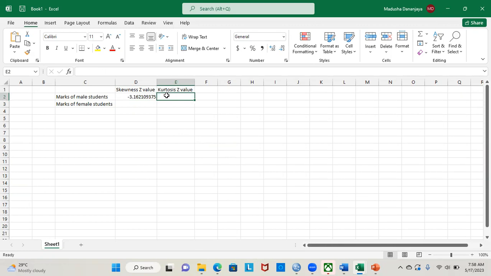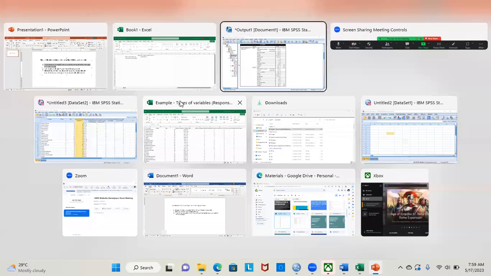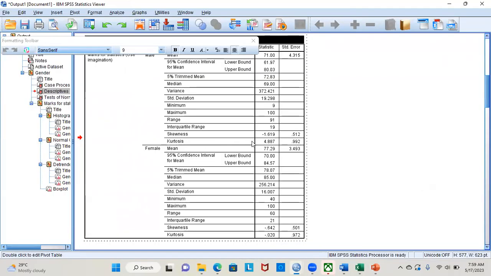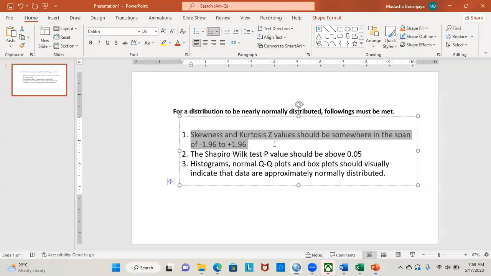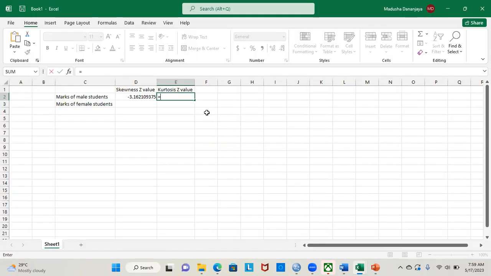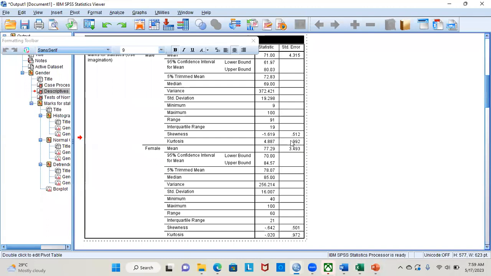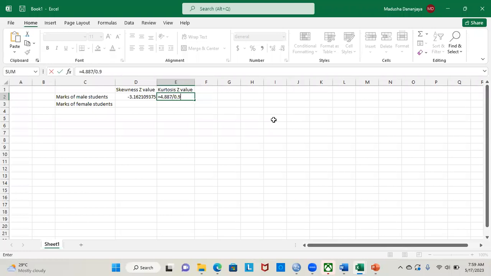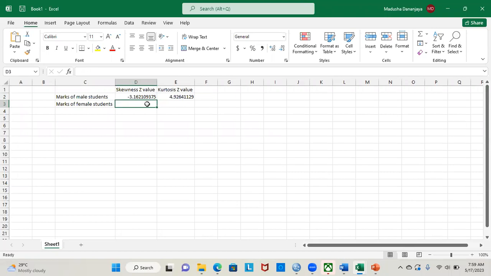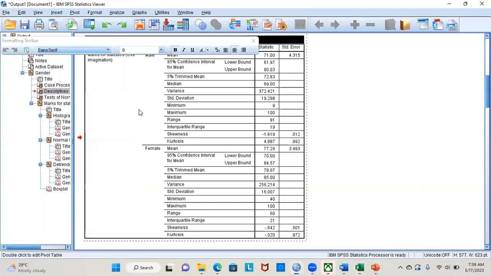Then the kurtosis Z value for male students, right? In the same way, take the kurtosis value 4.887 divided by the standard error 0.992.